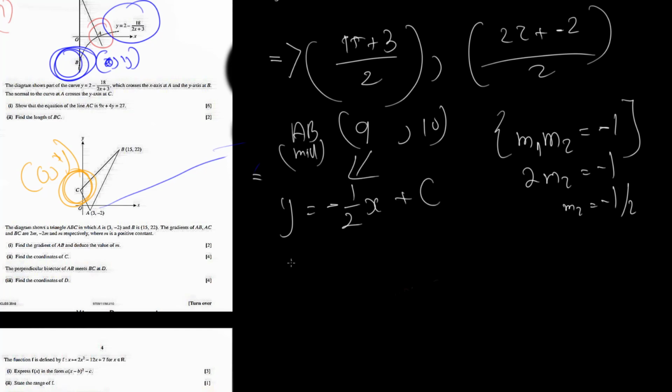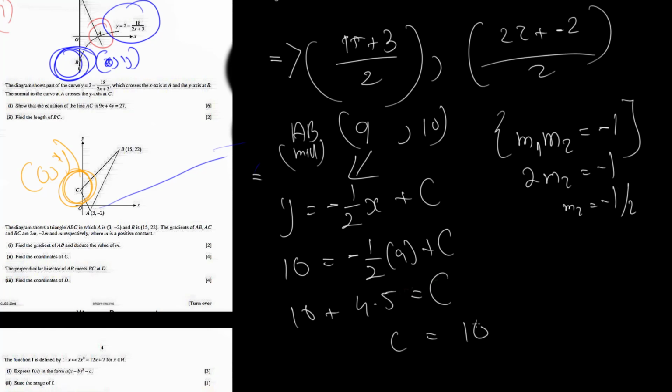I can plug in the values for the midpoint. That would give me 10 equals minus 1 by 2 times 9 plus c. 10 plus 4.5 is equal to c, so c is equal to 14.5. Either you can write it down as a decimal or you can write it down as a fraction. It's completely up to you. And that's the equation of the line: y is equal to minus 0.5x plus 14.5. That's the equation of the perpendicular of the line AB.